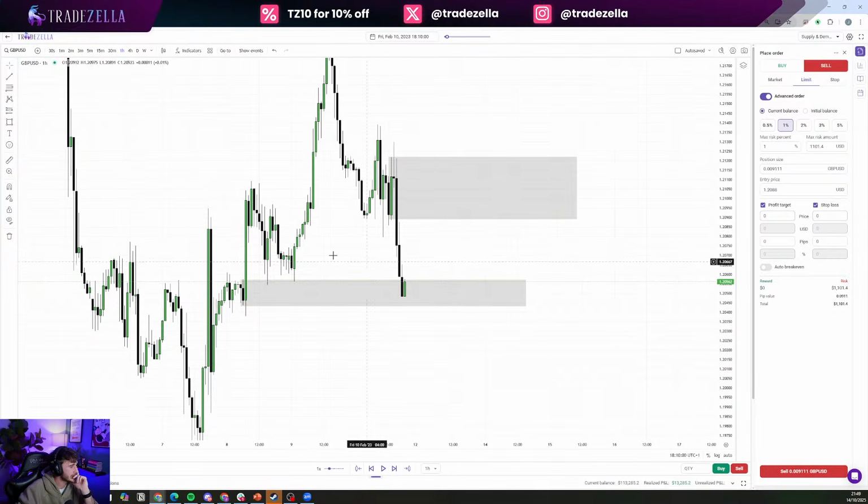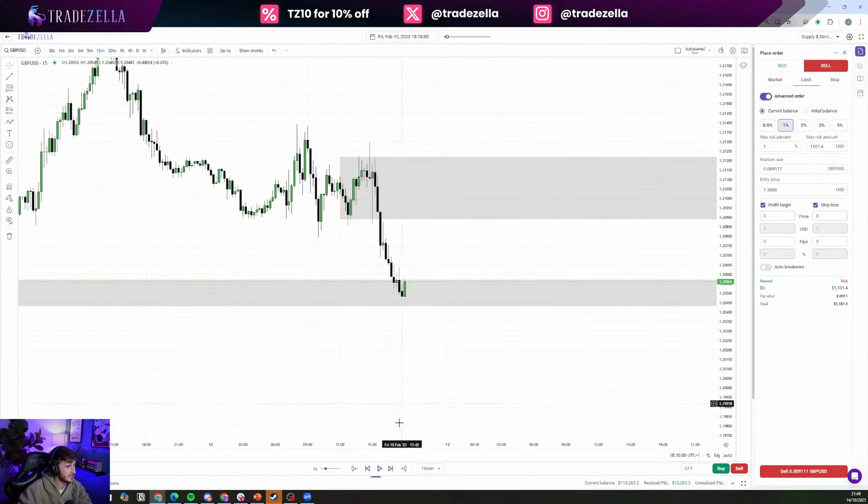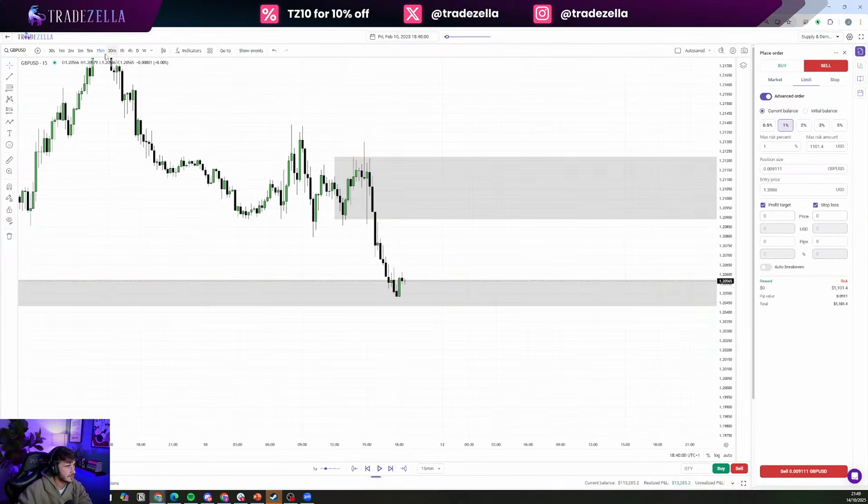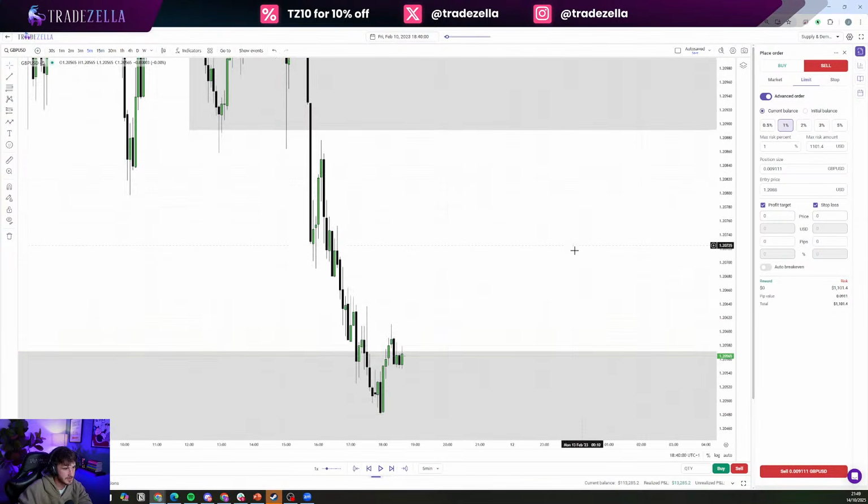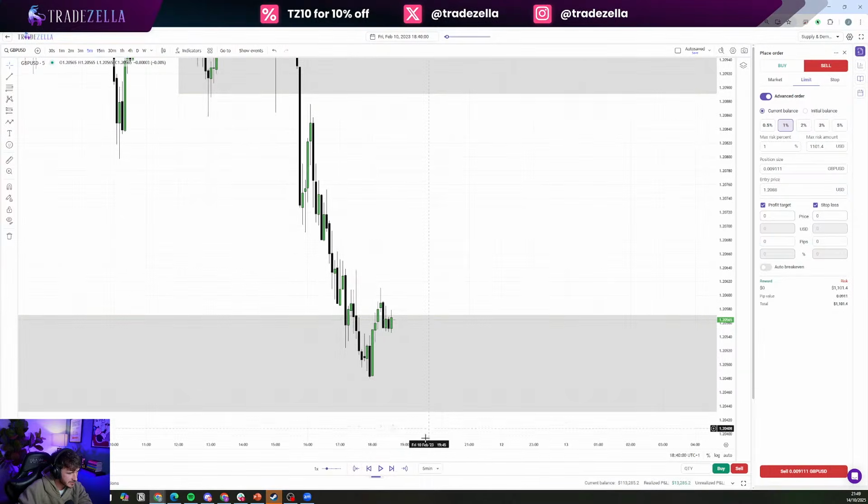So to be honest, I'm looking for some kind of pullback into here and then the continuation down like so, okay? Just keeping in mind my higher time frame bias. So do we actually get some 5-minute? Might be able to do a bit of ping pong action here.